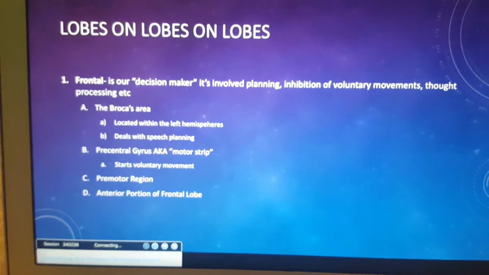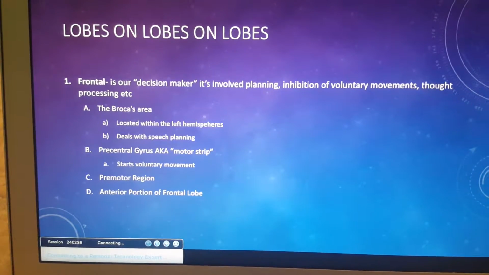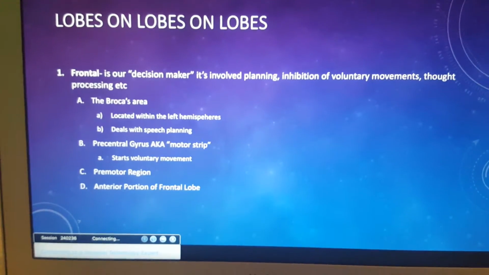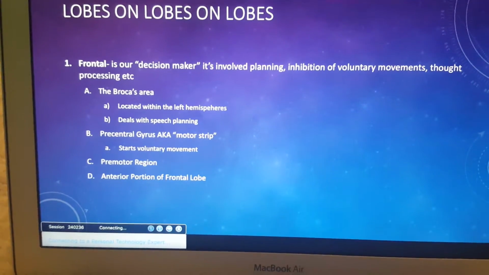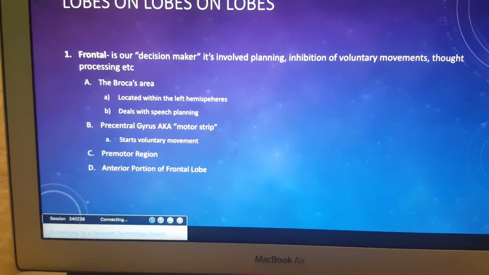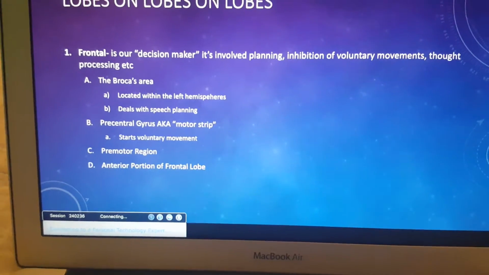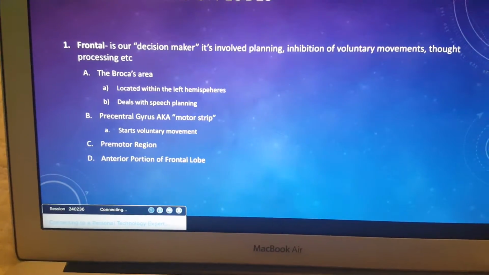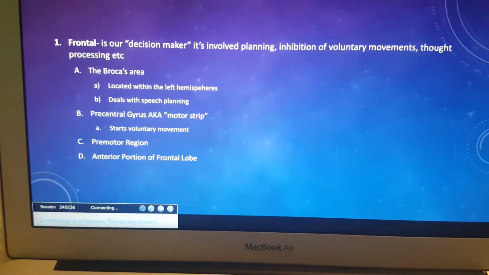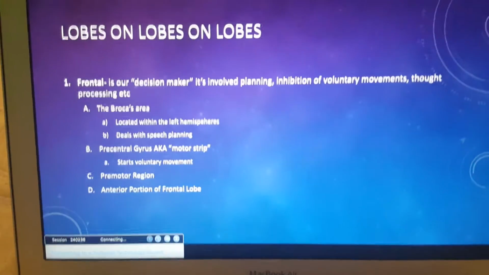So our frontal lobe is our decision maker. It's involved in planning, inhibition of voluntary movements, thought processing, etc. So we can think of our frontal lobe as our control center. Some major structures that we're going to focus on within our frontal lobe are the Broca's area and the precentral gyrus, also known as the mothership. And we're not going to really cover too much on the premotor region and the anterior portion of the frontal lobe, but there is information in your notes if you want to focus a little bit more on that. But for our quiz tomorrow, it's not going to pertain to that.